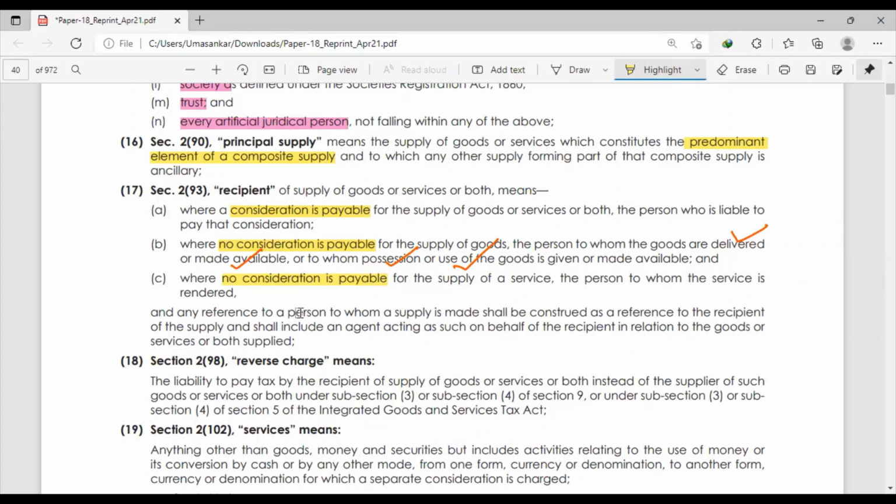This is for the goods and this is for the services. This is to whom the services are rendered. This is for goods, this is for services, and this is for when consideration is payable. And any reference to a person to whom supply is made shall be considered as a reference to the recipient of the supply and shall include the agent. It also includes the agent on behalf of which the recipient in relation to goods or services or both are supplied. Simple thing, there is nothing to explain.